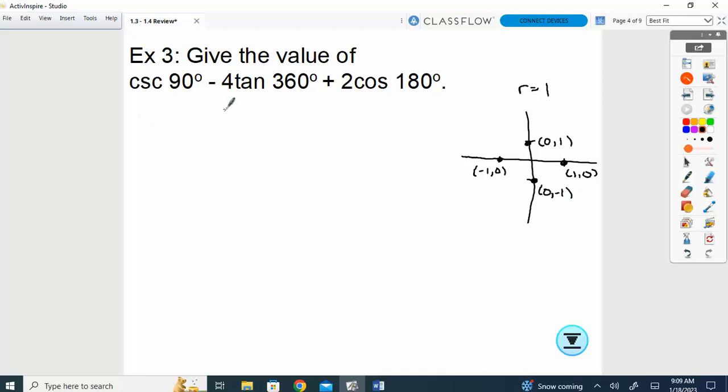All right, what is the definition of cosecant? All right, so at 90 degrees, 90 is right here, r is 1, y is 1, so 1 over 1 is 1.